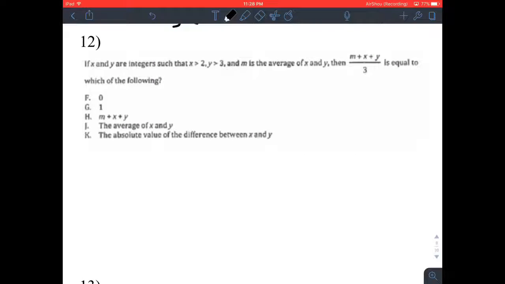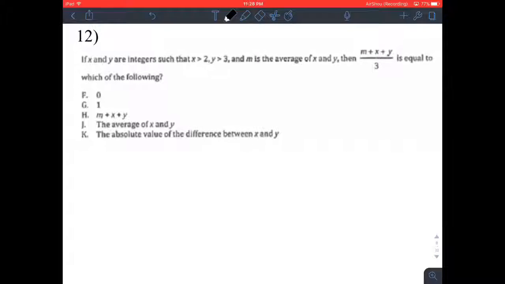12. If x and y are integers such that x is bigger than 2 and y is bigger than 3, and m is the average, yada yada yada. Before I get in too deep, let's pick some numbers for x and for y. So let's say if x is bigger than 2, let's get nuts and let's say that it's 4. Y is bigger than 3, let's say that that's 6. I don't necessarily want to make those the same numbers, even though it probably would work out fine.